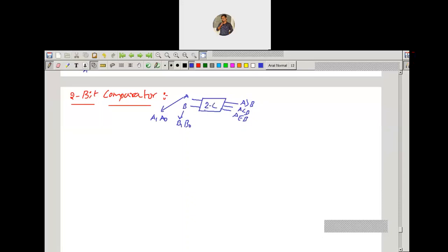So this is a 2-bit comparator. We have two inputs, A and B. Please observe how I am going to take these two input variables. This is an important one.